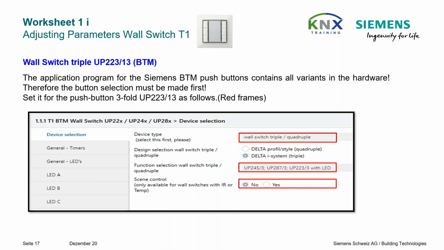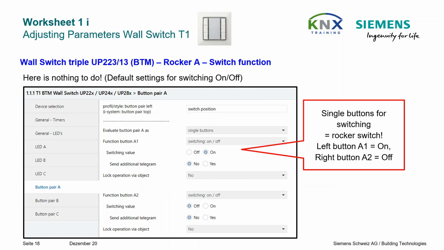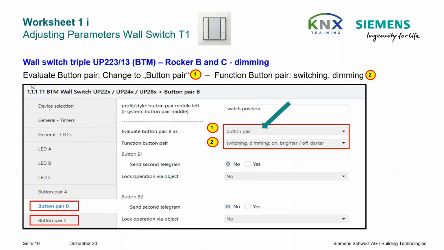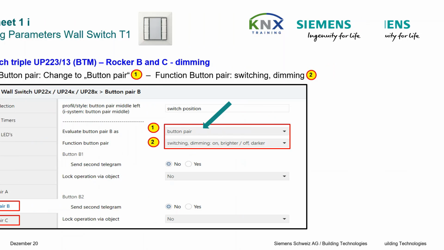See red frames. Now the rockers are parameterized from top to bottom. The top rocker switches conference ceiling light. The default setting is already correct. For the rockers B, beamer light, and C, flower light, the rocker evaluation must be set as a button pair. This will also change the function selection, so that it now also includes dimming, which is desired in this way. So nothing else has to be changed.